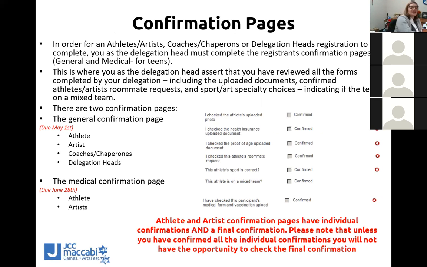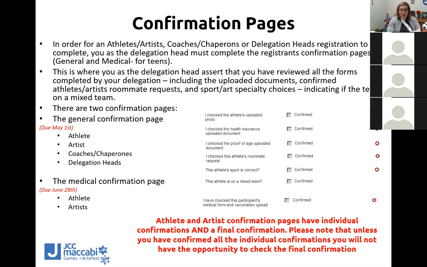Great. So as we discussed, there are confirmation pages that you are required to complete as delegation heads. Basically, a confirmation page is your stamp of approval as delegation head that you have gone in and reviewed the information and the paperwork associated with your registrants. This is inclusive of your coaches, your chaperones, your teens, and your spectators. You're going to look through their confirmation pages, put your assertion of completion and your assertion that the information is correct, and then go ahead and submit.